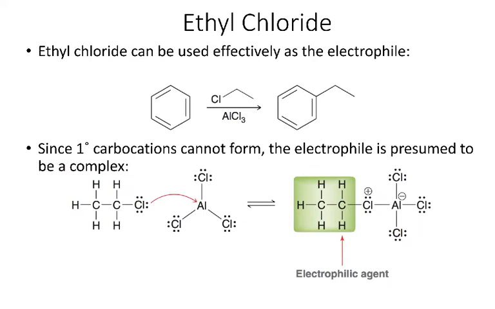Now, as you can imagine, with the carbocation intermediate, there are going to be some limitations placed on what we can use as the alkyl halide. It turns out we can use ethyl chloride as the electrophile. And that may be surprising because forming this primary carbocation wouldn't seem favorable, and it's not. Since primary carbocations are very unstable, we don't have that step with the loss of a leaving group to actually create the carbocation, and instead this whole complex probably acts together as the electrophile in the case of using ethyl chloride as our alkyl halide.